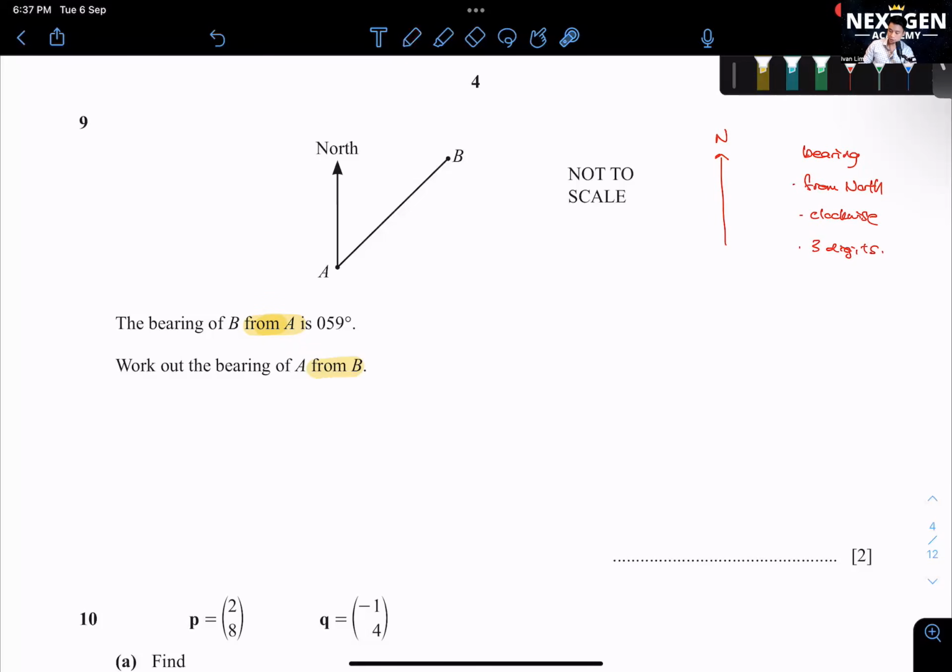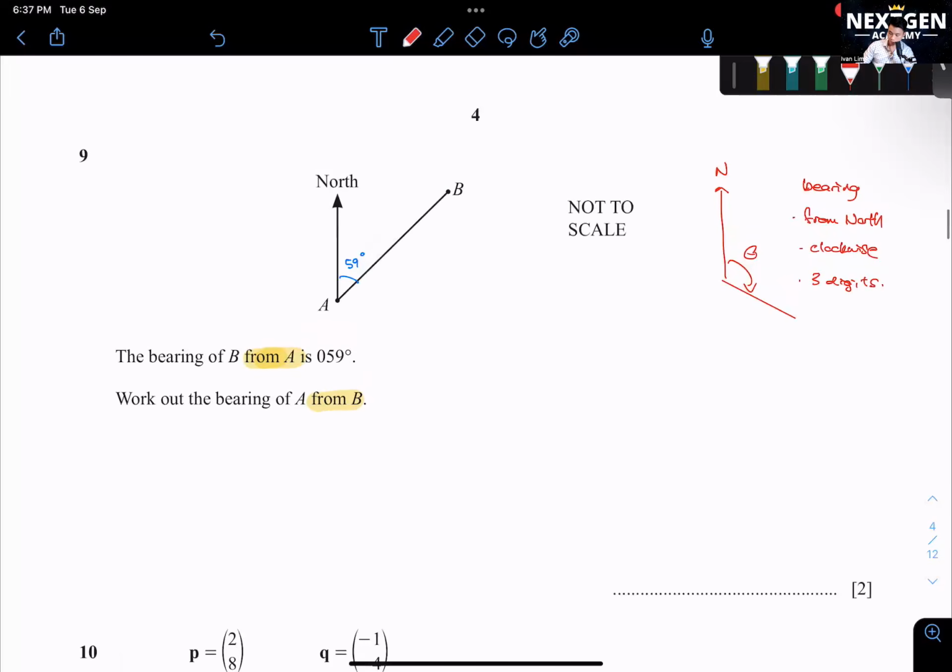So for those who don't know bearings or need some short recap, always remember these 3 things. Clockwise, like that. This will be your bearing. I just write it as theta. So for 059, you need to plot it correctly. So this is your 59 degrees. Work out the bearing of A from B. Now they want what? They want us to take from where? The starting point. From B.